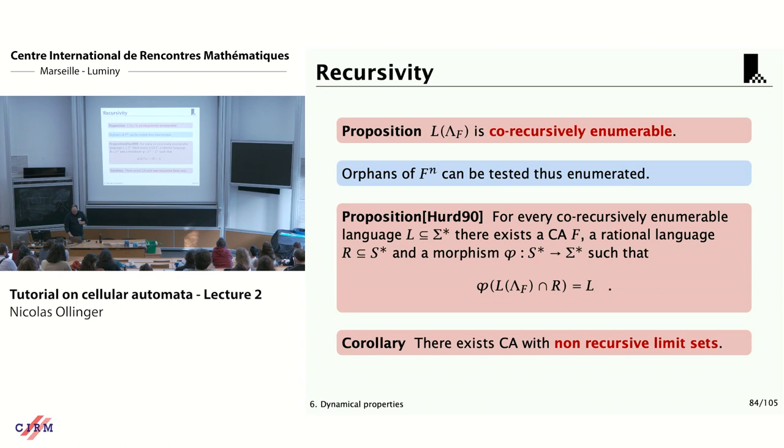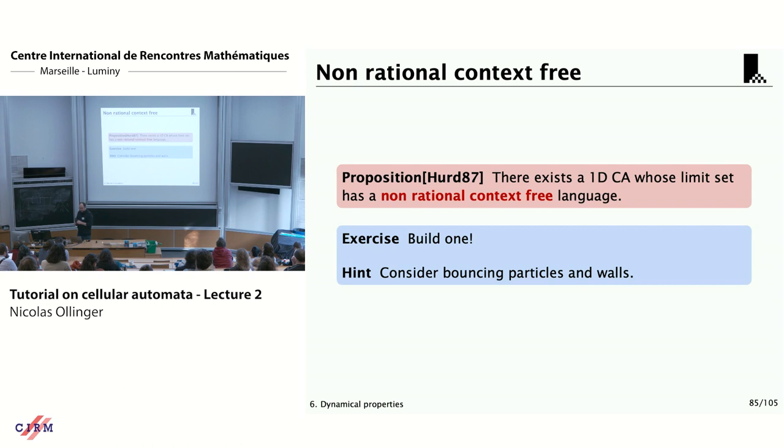Okay. And then you can play to construct lots of nice CA with funny limit sets. For example, you can try to build a cellular automaton whose limit set has a language which is not rational, but context-free. One way to do it is to consider, of course, A^n B^n or parentheses, something like that, the classical example from language theory.